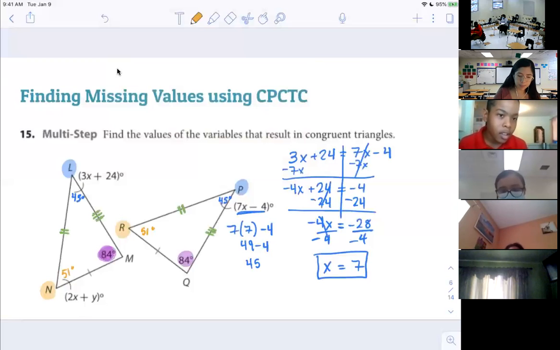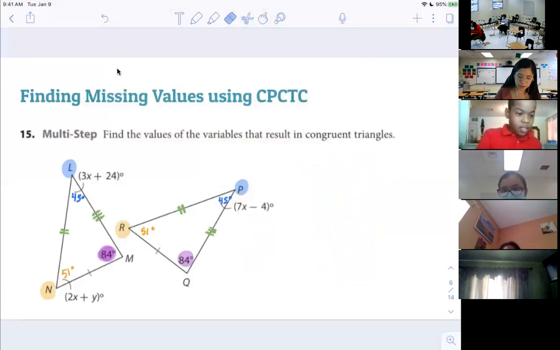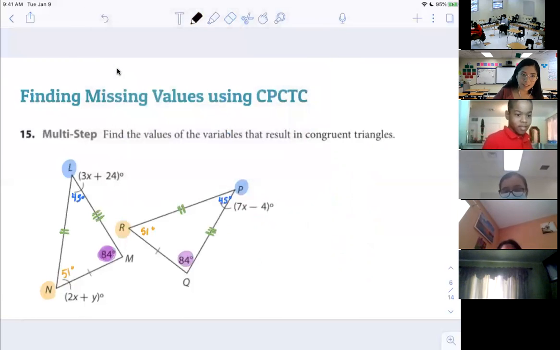Yeah, Jalen says plug in. Subtract 14. Okay, so let me erase here. Thank you, Daniel. Very excited today, Daniel. So I know that 2x plus y has to equal 51 degrees. I already know the value of x. Good. Tyrone is saying x is 7. So I can plug in x.